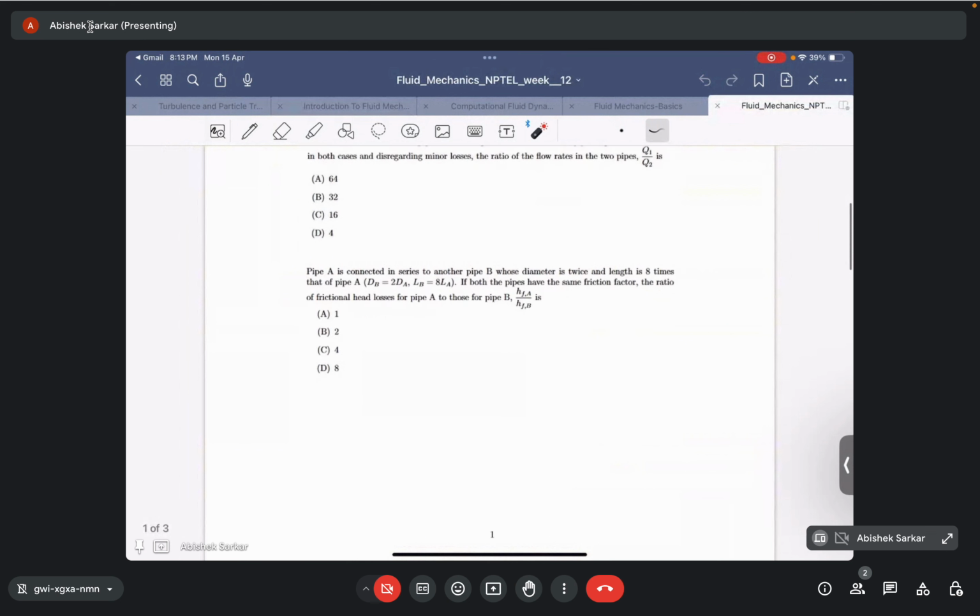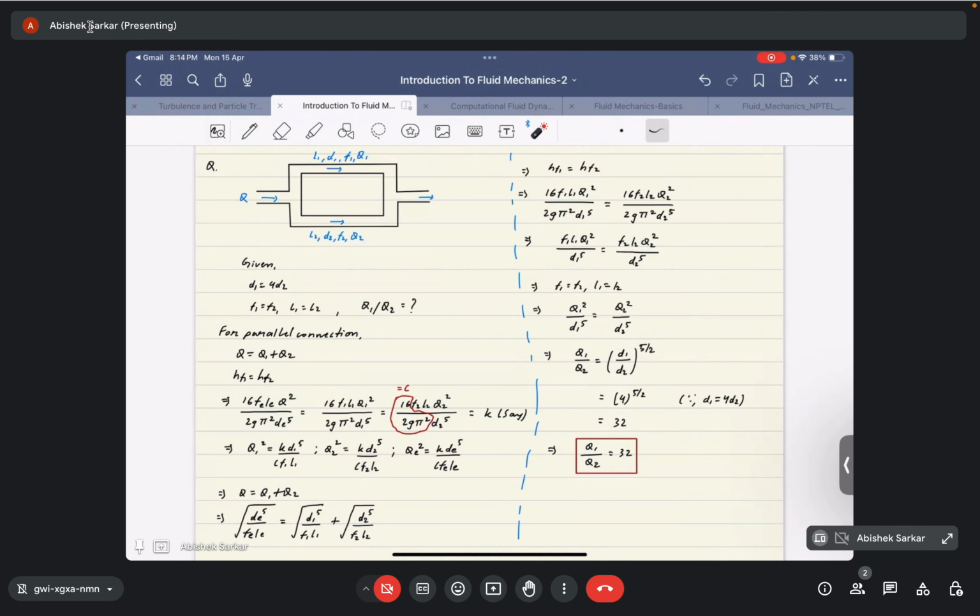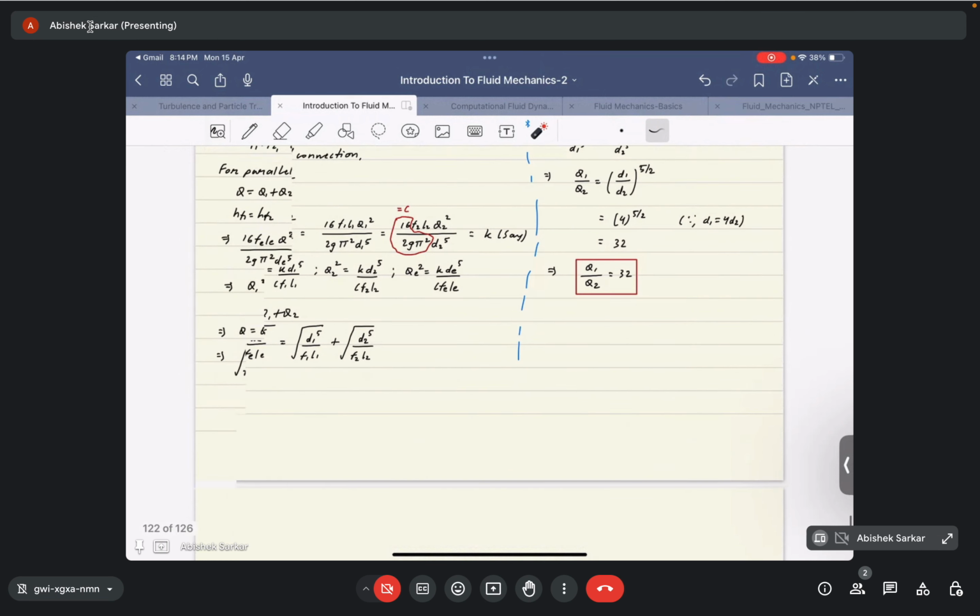Okay, so the next question is: pipe A is connected in series to another pipe B whose diameter is twice and length is 8 times that of pipe A. If both the pipes have the same friction factor, the ratio of frictional head losses for pipe A to those of pipe B, HFA by HFB, is given by. So now we're doing pipes in series. Let us go through the problem once.